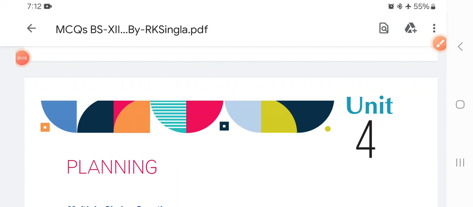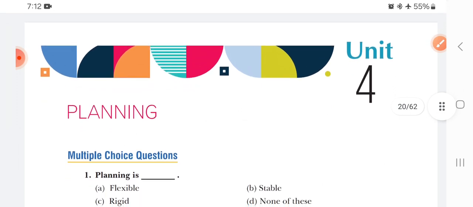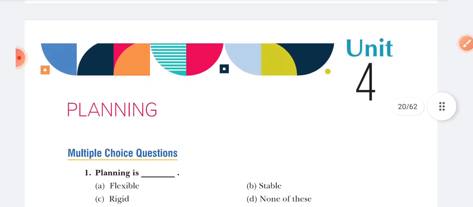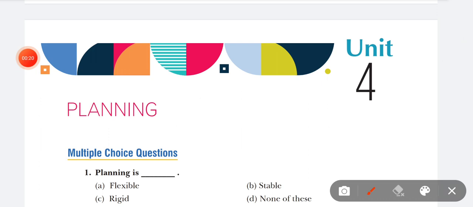Today we will discuss the MCQ of chapter 4 planning. Okay, so let's start. Question 1. Planning is flexible, stable, rigid or none of the above. And the correct answer of this question is option A, flexible.